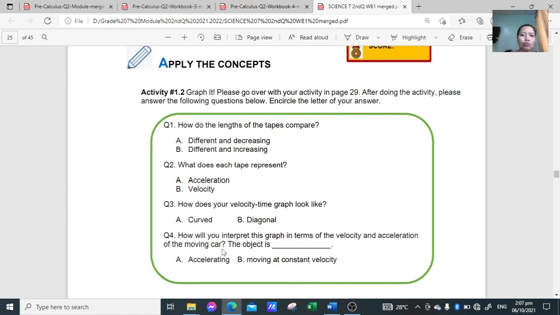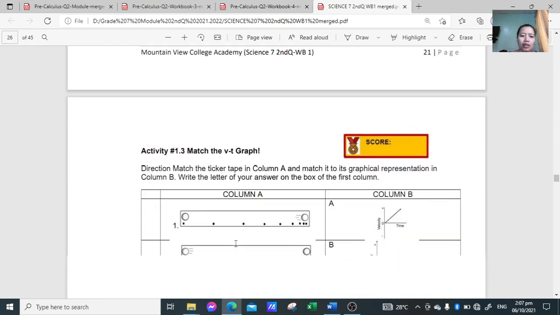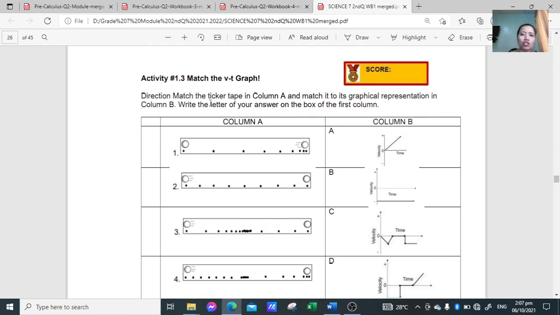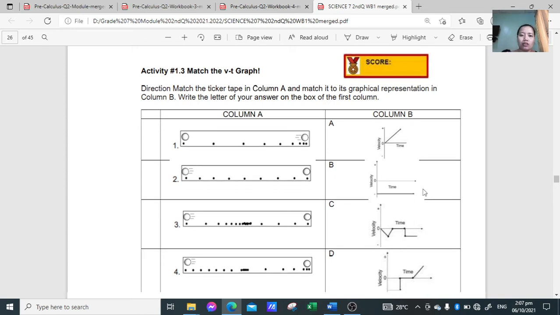Let's go for activity 1.2, graph it. You are going to read page 29 of your module, and then after doing the activity in that module, answer the following questions below. Encircle the letter of your answer. So just choose which is the correct answer. Let's proceed to activity 1.3, match the velocity time graph. So based on the given ticker tapes, which ticker tapes match column B, the graph?